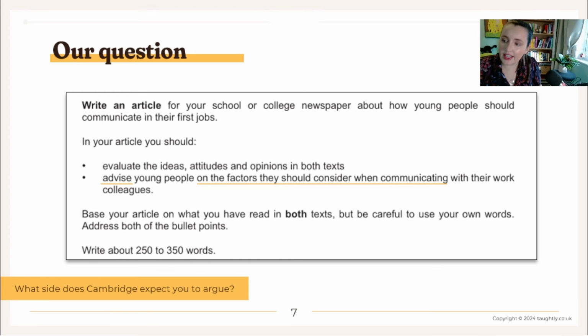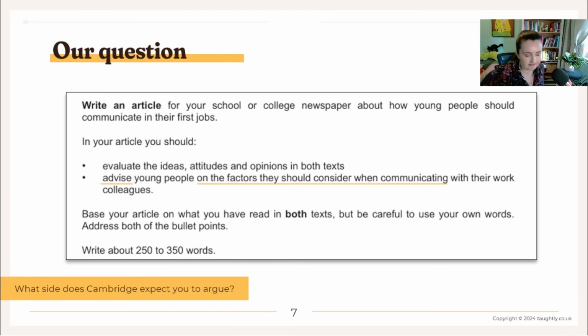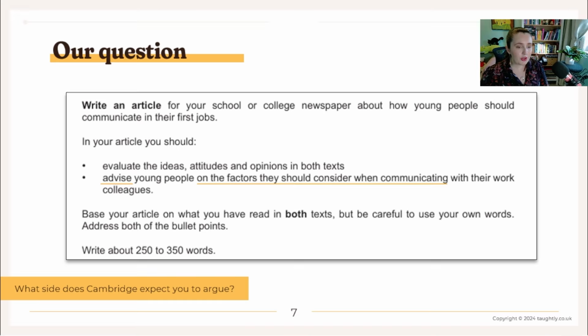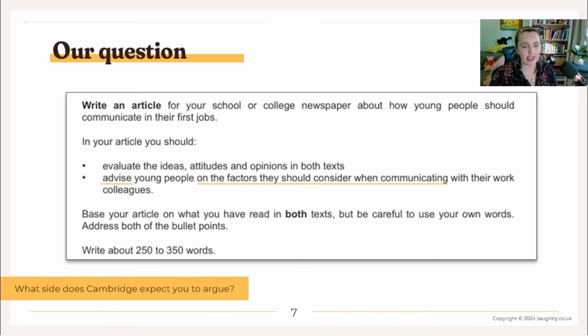Okay, so let's now have a look at our question. We're going to read the question before we read the text. That's just good exam strategy. You need to know what the topic is, what you're looking out for. Always be thinking, what side does Cambridge want me to argue? Sometimes it will literally tell you to argue in favour of a particular topic. Often it doesn't, but sometimes it will.